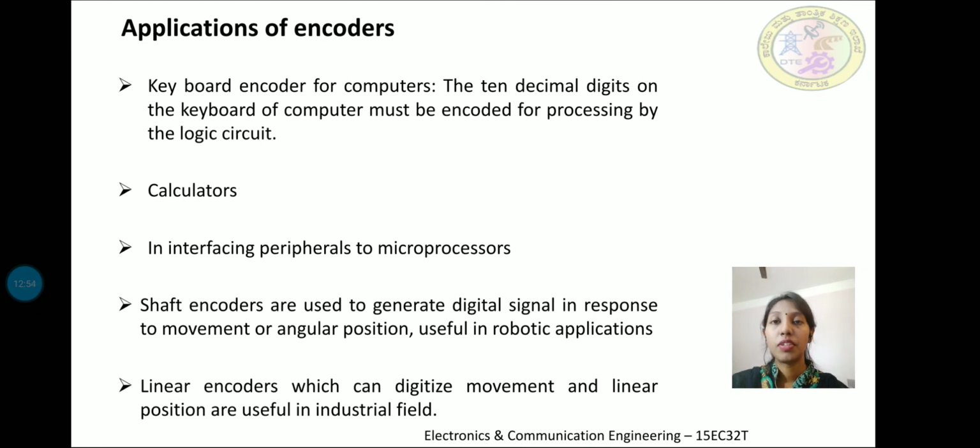Applications of the encoders. Encoders are used to convert digits into the coded form. The priority encoders are mainly used in the keyboard of computers, so they are also called keyboard encoders. The 10 decimal digits on the keyboard of the computer must be encoded into the binary form or the BCD form for processing by the internal circuit. The internal logic circuit of the computer needs the data in the BCD form or in the binary form, so that whenever a key is pressed, the corresponding digit is converted into the BCD code.